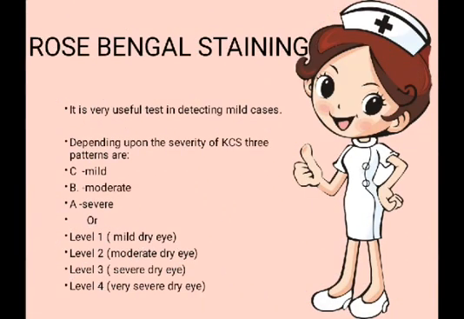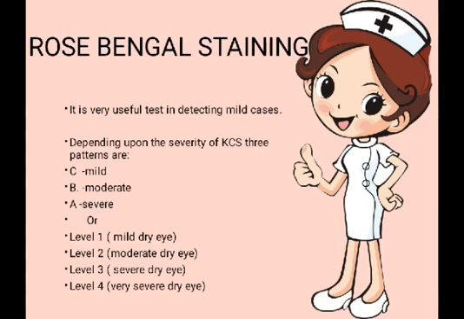Now let's move to the next, rose bengal staining. The stain is applied to the patient's eye, and we examine the dry eye severity. It is a very useful test in detecting mild cases. Depending upon the severity, this is divided into three different patterns. First is C, which means mild, B, which is moderate, and A, which is severe.